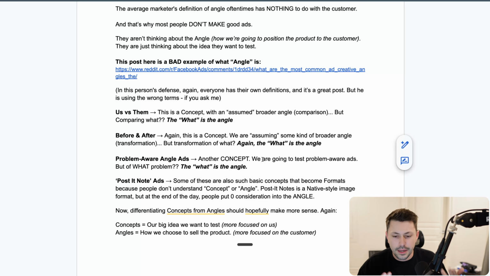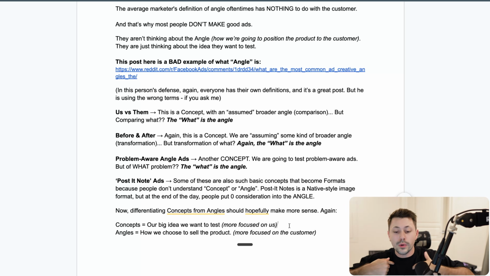And if nothing makes sense, then you shouldn't do the concept, because the angle is more important than the concept, because the angle is the reason why the person buys, okay? Again, here's another one, like Post-it notes, right? Or AI podcast ads. I could go on and on about this stuff, okay? But the big thing that you need to understand here is that concepts, the way that I see it, are again much more internal. They're our big idea of what we want to test.